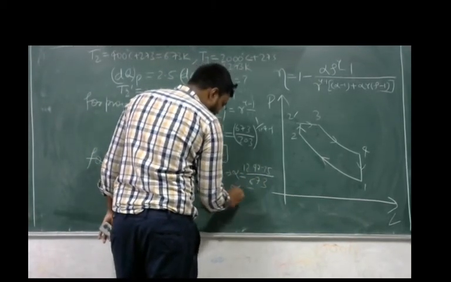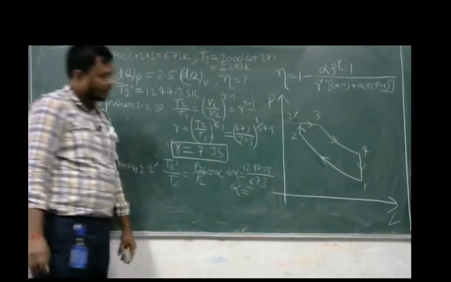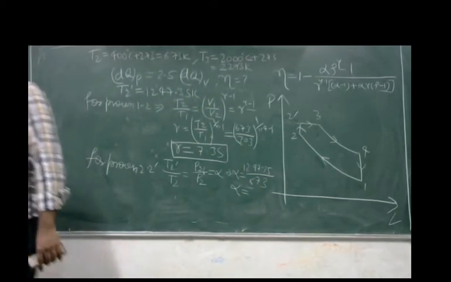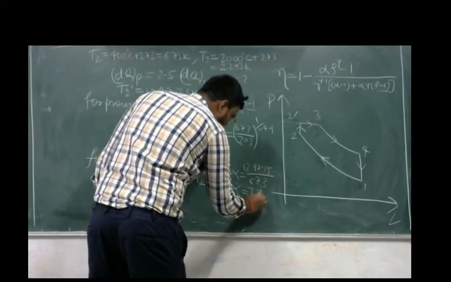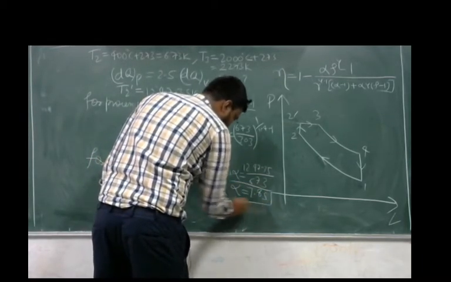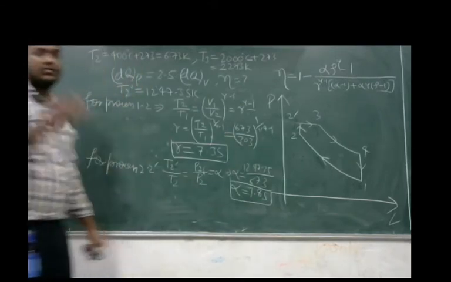So here we find the value of alpha equal to 1.85. We got the value of alpha equal to 1.85. So here we got the value of alpha also. Okay.